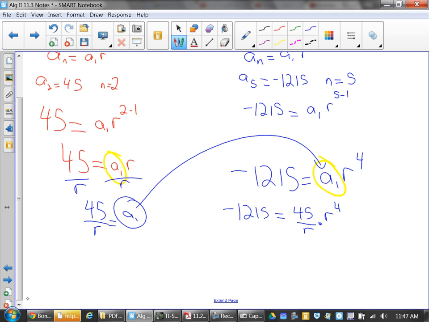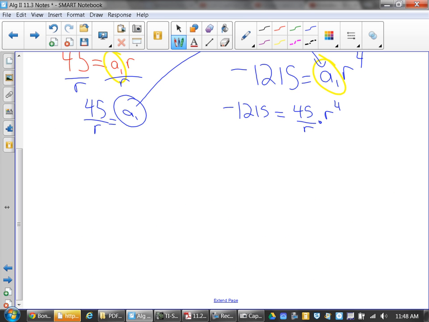So as I go back here, we left off with r to the 4th divided by r. What do I get? r cubed, r to the 3rd. So I'm left with negative 1215 is 45 r cubed. Now it's nothing more than a two-step equation. What do you do first? Good. Divide both sides by 45. You get negative 27.